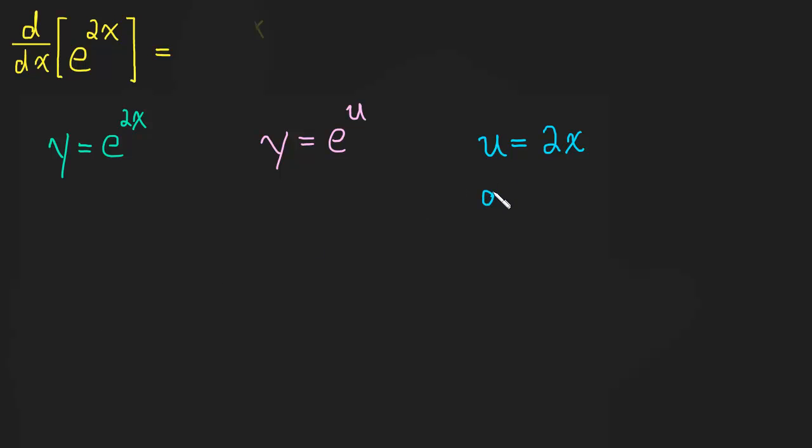And now these are two derivatives that are really easy to take. So the derivative of u with respect to x is just simply 2. The derivative of y with respect to u, notice there's a u on the other side of the equation. Well, it's just e to the u. We remember that the derivative of e to the x is just e to the x, so the derivative of e to the u is just e to the u. Okay?